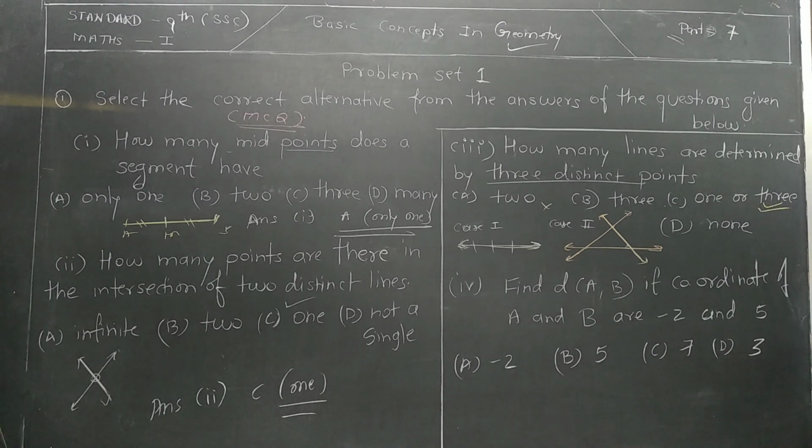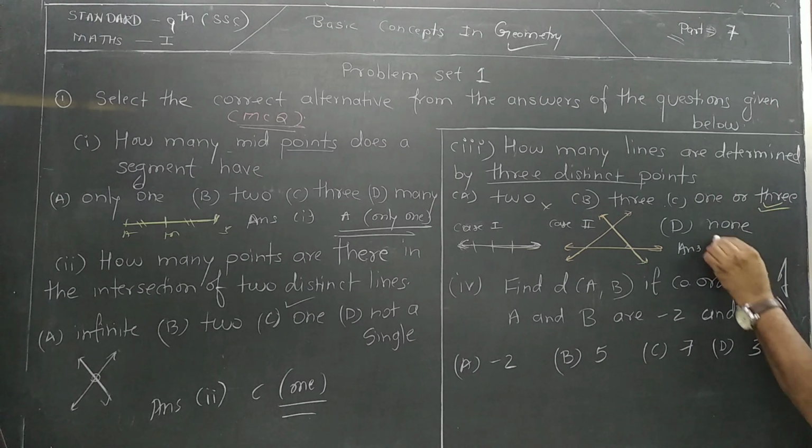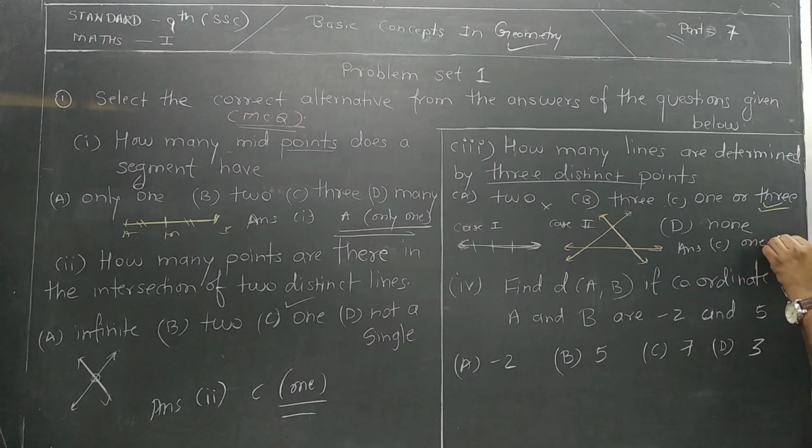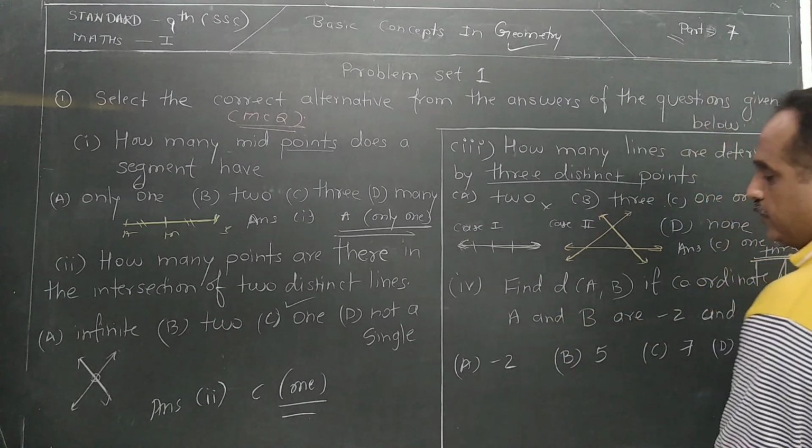So what do I want to write? The answer is C, and the option is 1 or 3. Have you understood this? Now come to this fourth MCQ.